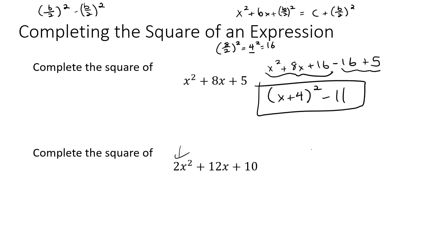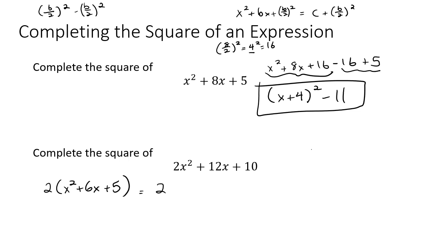There's another trick we have to use if there's a coefficient in front of the x squared. With equations, we just divide both sides by a. We can't do that with an expression. So instead what we do is we factor out the coefficient. So 2x squared plus 12x plus 10 would be the same as 2 times all of x squared plus 6x plus 5. And then I'm going to complete the square inside of the parentheses.